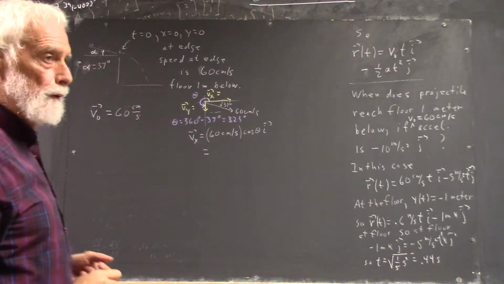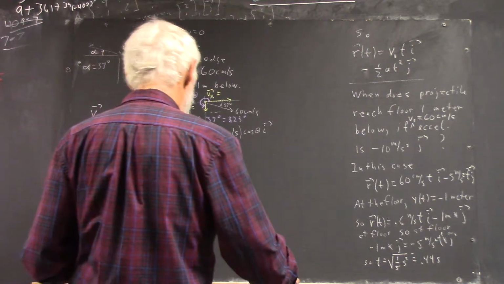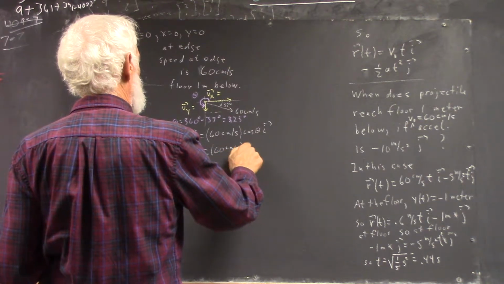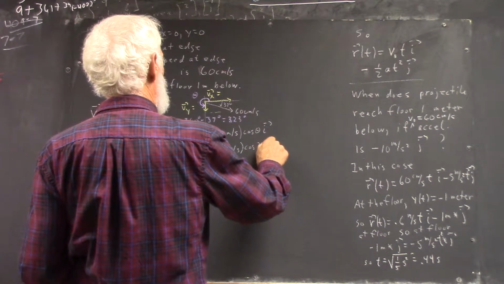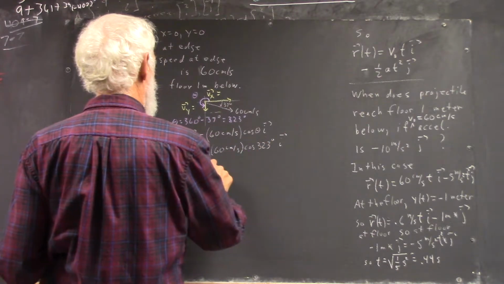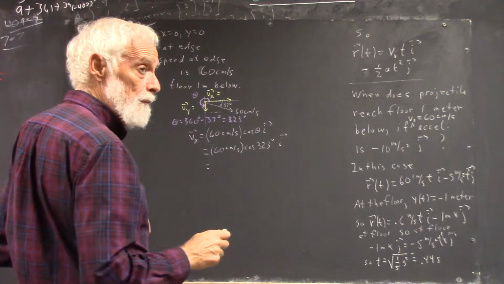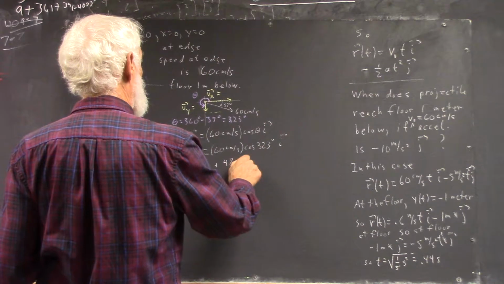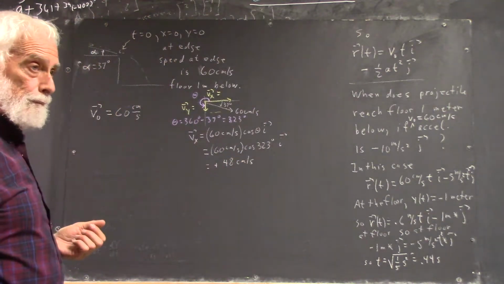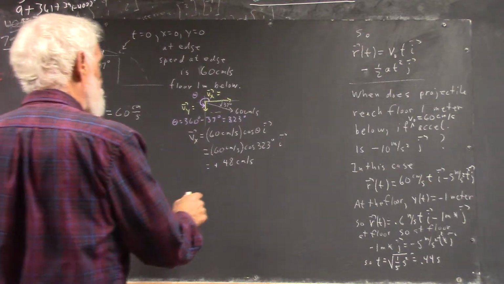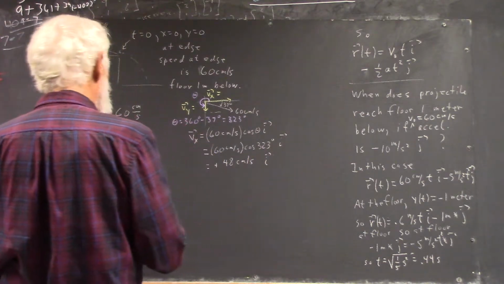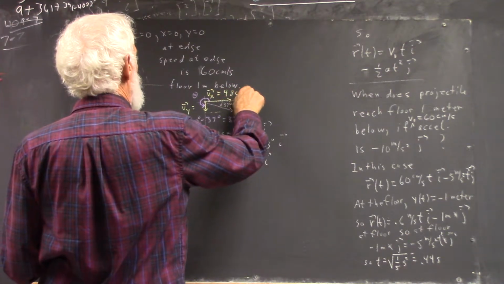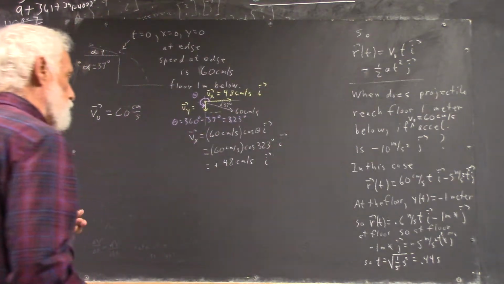That's going to be 323 degrees. So that's 60 centimeters per second times the cosine of 323 degrees times i. And that equals, it's going to be positive, 48 centimeters per second. And Vy times j. So Vx is 48 centimeters per second times i.